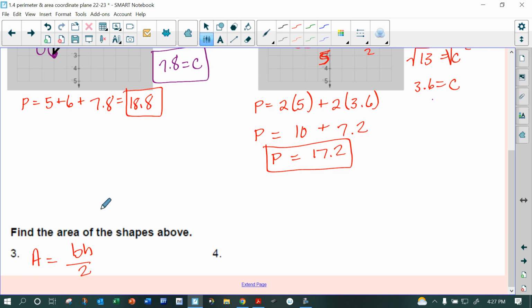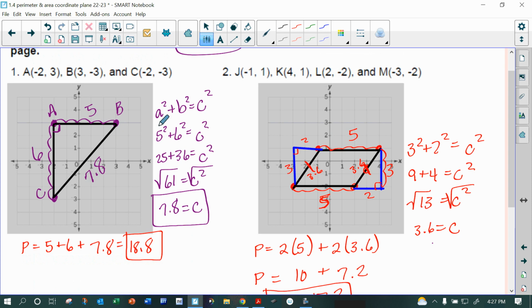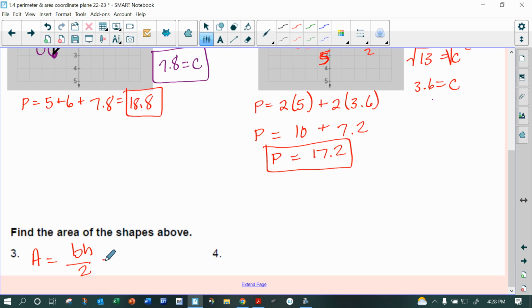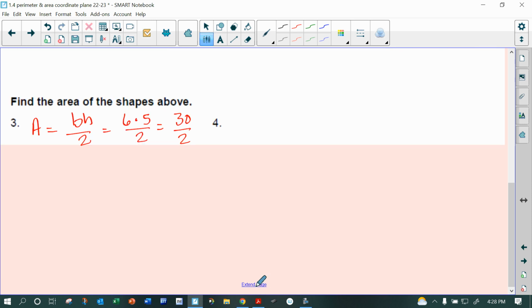Now, please keep in mind this is the best thing in the world when it's a right triangle, because when it is a right triangle that you're finding the area of, your base and your height are going to be those two legs. So whatever these two numbers are, your A and your B, that is your base and your height. So 5 times 6. So I'm going to go base times height divided by 2. 30 divided by 2, and let's extend that. So my area is 30 divided by 2, which is 15.